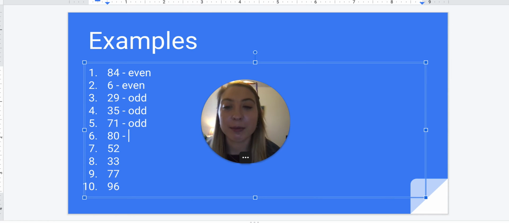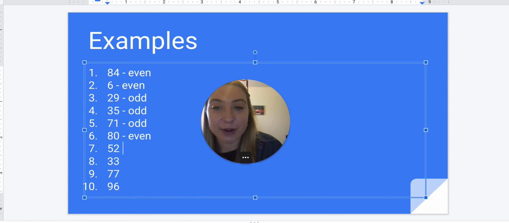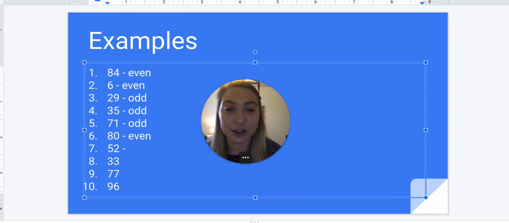All right, so now number 6 is 80. We have an 8 in our tens place and a 0 in our ones place. And I'm just going to be working with my ones. It ends in a 0, which makes this number even. So number 7, I have 52. So now I'm just looking at my ones place, which is what the number ends in. This is my ones place. It is a 2. 2 is an even number, so this number is even.